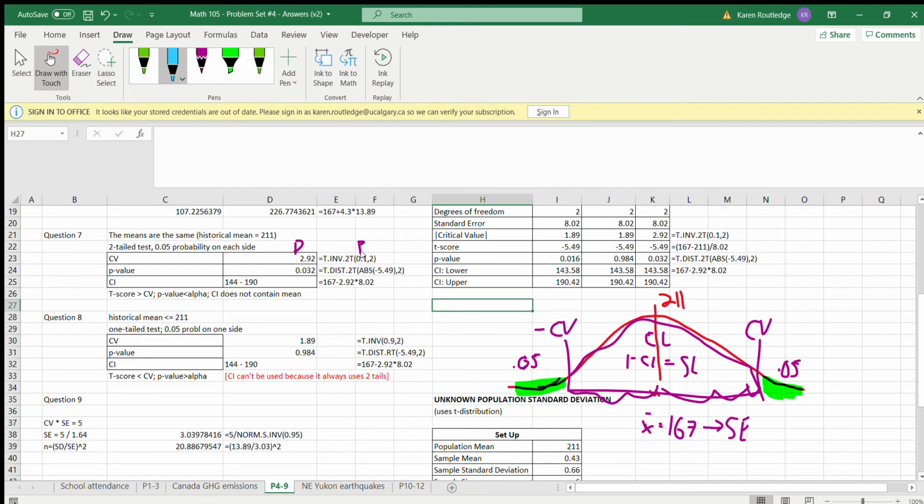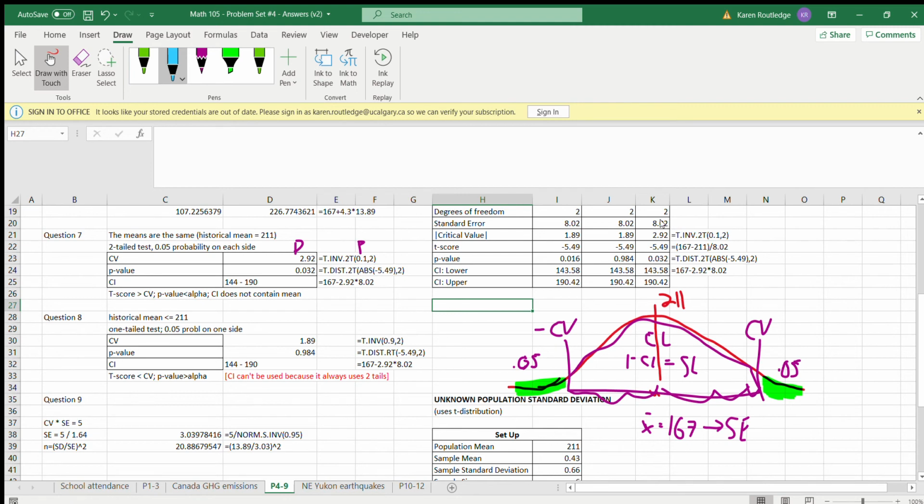So we've set up our regions. That's what the critical value does for us. We then need to do this conversion from original data units into standard errors or standard deviations, depending, but for us it's standard errors. That's what the t-score is. If we look at the equation, we take the sample mean minus the population mean. That's the change in original units. And then we do our unit conversion by dividing by the standard error.